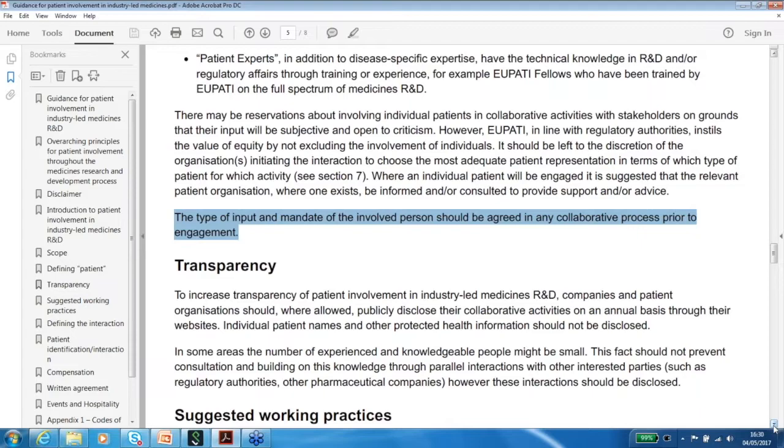Also, we need to recognise that there are some disease areas that are rare, so there will be parallel interactions, and these shouldn't be suppressed in any way. They shouldn't be prevented. Regulatory authorities and industry should be working with patients irrespective of what that interaction is. However, they should be disclosed.